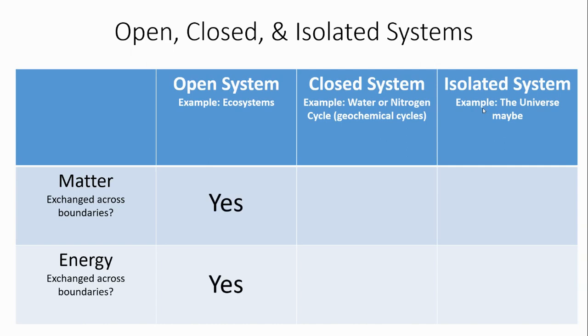And then here's just a little grid that I made. If you want to have a little cheat sheet of this, you can copy this down. So it shows if matter or energy is exchanged for those three types of systems, and then an example of those systems. Okay, so you could put a terrarium on here too if you wanted to.